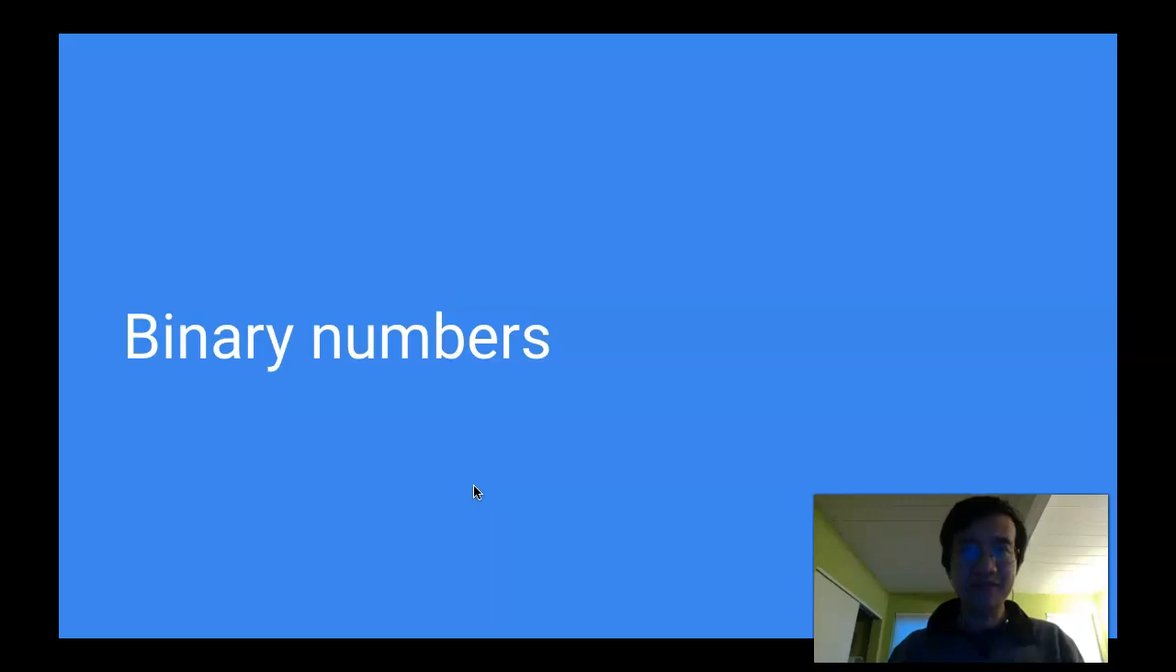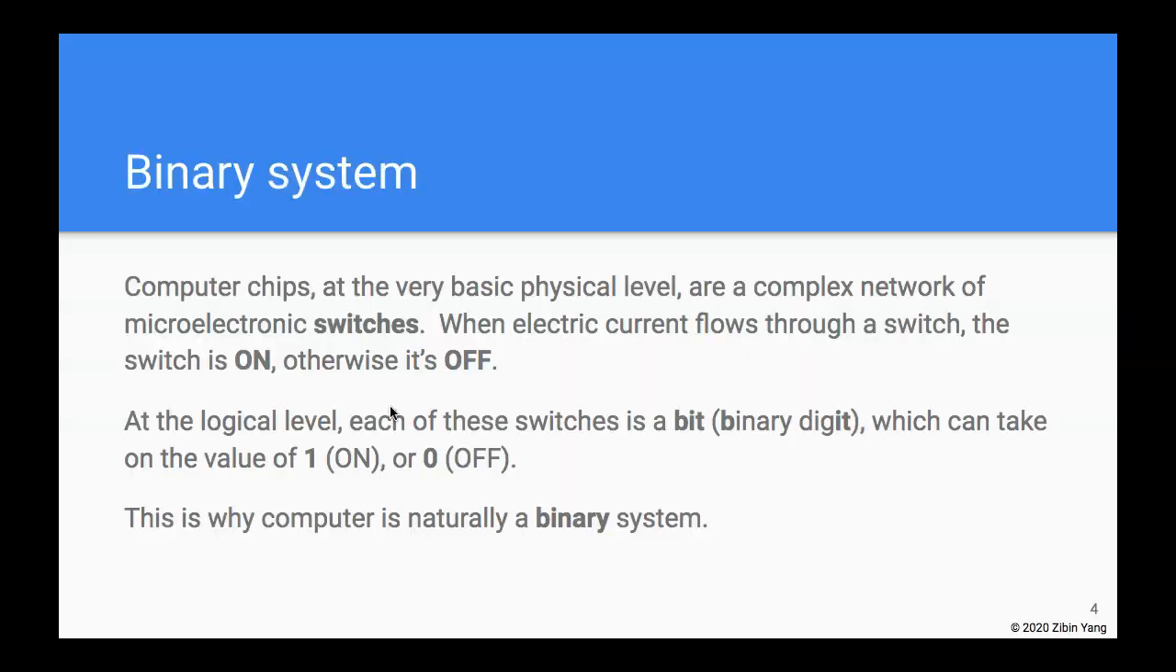Hi, in this video, I'm going to explain binary numbers. So probably some of you have heard that computers are a bunch of on and off switches, and that's pretty much true. Now, they are connected in a very intricate, complex, and logical way, but at the very basic physical level, they are switches and electricity just flows through these switches. When the electrical current does flow, then the switch is on, otherwise it's off, just like a light switch.